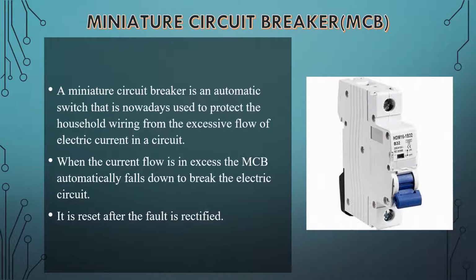MCB, or miniature circuit breaker, is an automatic switch which is used nowadays to protect household wiring from the excessive flow of electric current in a circuit. When the current flow is in excess, the MCB automatically falls down to break the electric circuit. Children, you can see in the diagram there is a switch which automatically falls when the electric current increases in a circuit. It can later be reset after the fault is rectified.